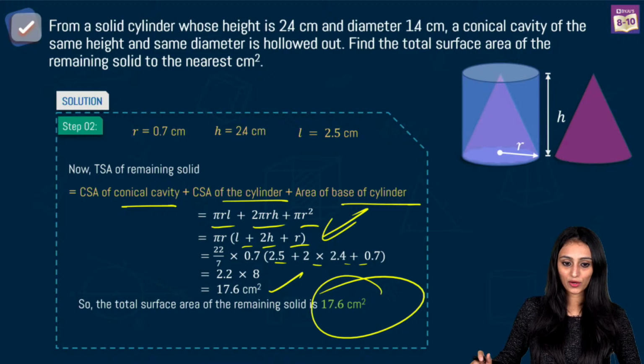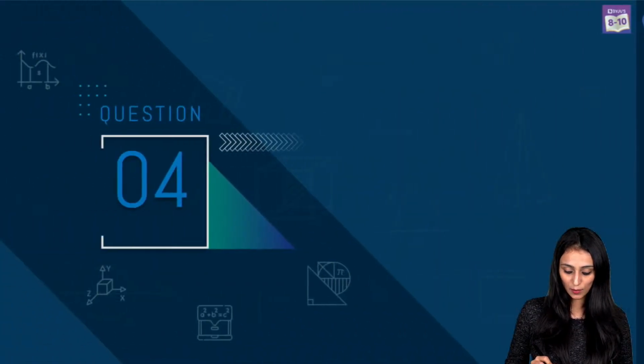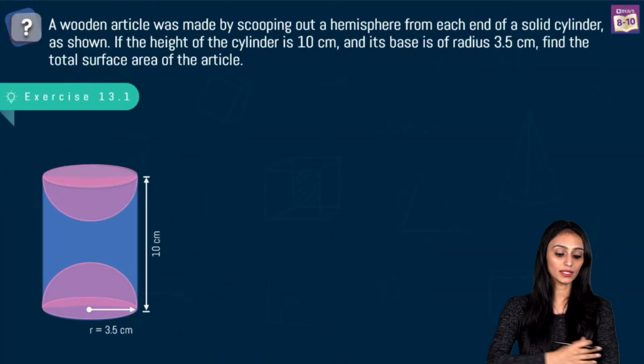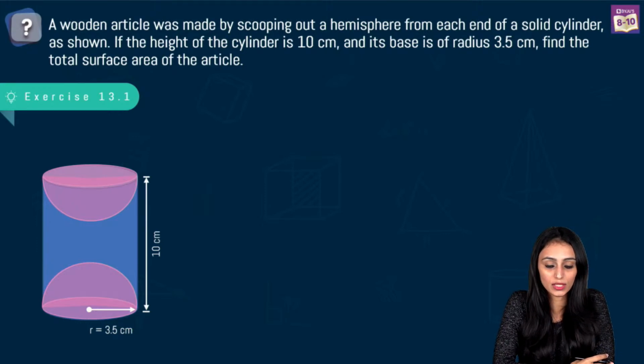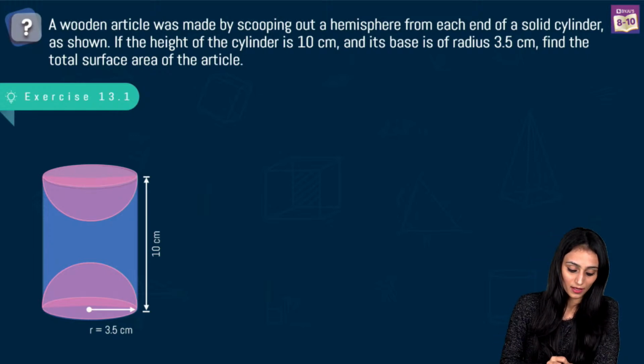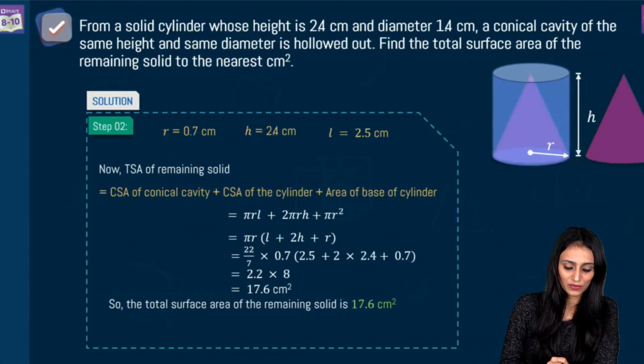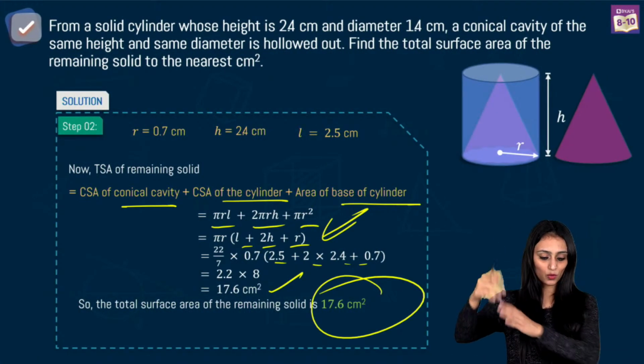All right. Let's move ahead. Let's take a look at question number 4 now. So a wooden article was made by scooping out, I'm sorry, someone has a doubt here. Let's take the doubt first. Astha, why we take base area of cylinder? Okay, let's just go back to the previous question first. Once the doubt is clear, we will move ahead.